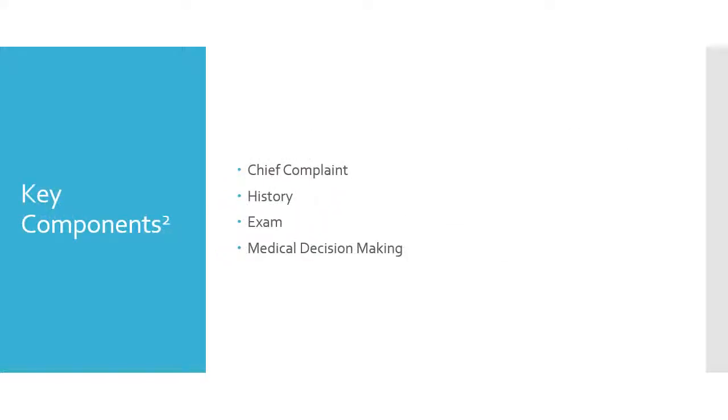If you remember from Module 1, we discussed 4 key components of office visit coding. These include the chief complaint, history, exam, and medical decision-making. The following information should look very familiar to you. We will be reviewing CPT codes yet again for clarification.